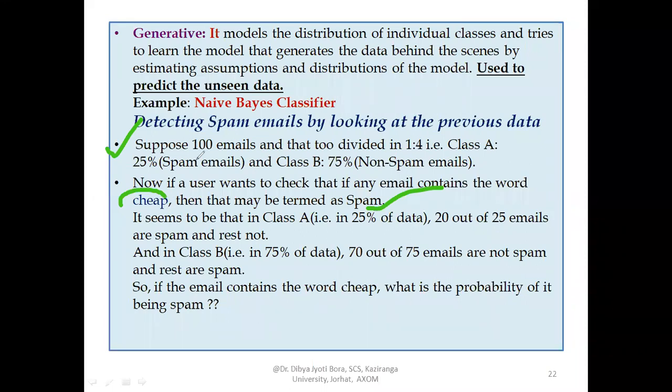So there are 100 emails divided into 1:4. There are 100 emails divided into 1:4. Class A has 25%.